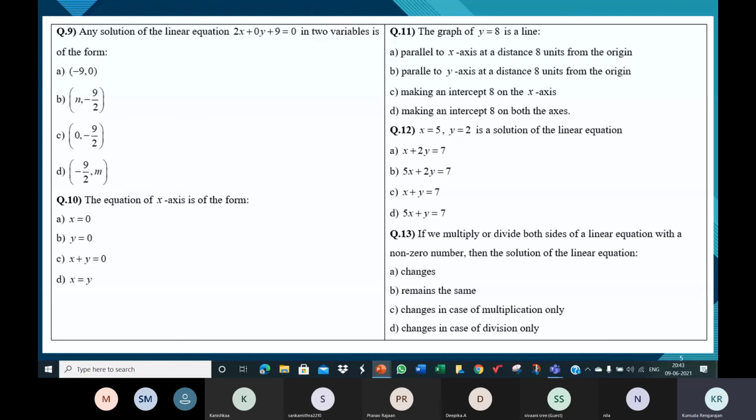The solutions don't change. Then the solution of the linear equation changes? No. Changes in case of multiplication only? No, it doesn't change. Changes in case of division only? No, it doesn't change. It remains the same. So to convince yourself, you'll have to make a graph.